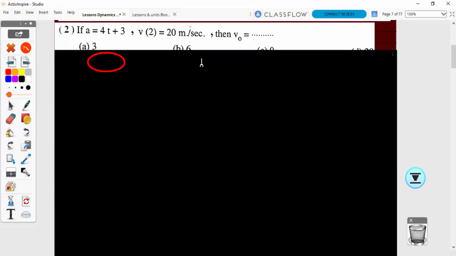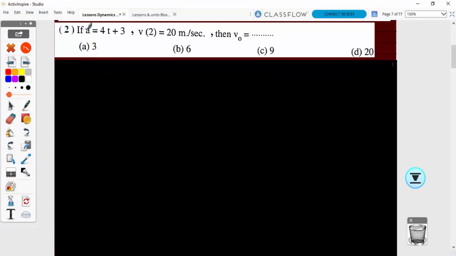Second question, question number 2. If A denotes the acceleration, if A equals 4t plus 3 and V of 2 equals 20 meter per second, then V naught equals one of these choices: 3, 6, 9, or 20. V of 2, how do you get the velocity from acceleration? By integration. We know that A, the acceleration, equals dv by dt.